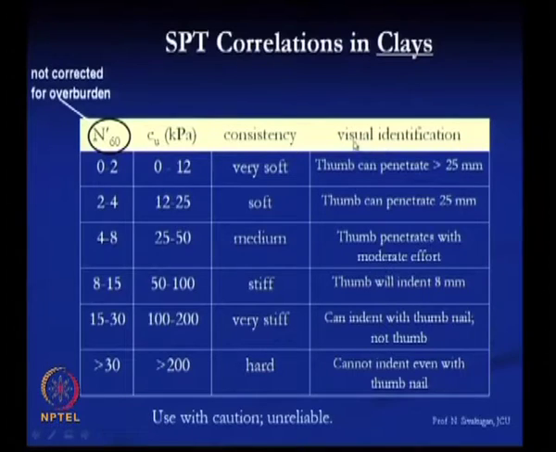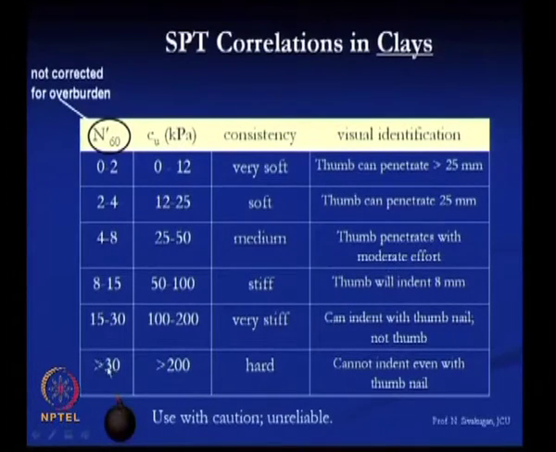How do we identify this soil visually? The thumb can penetrate greater than 25 millimeter. Now, if this value is 2 to 4, then the Cu value is 12 to 25 and it is a soft soil, so your thumb can penetrate up to 25 millimeter. Now, if it is 4 to 8, then the soil is medium, and if it is 8 to 15, then the soil is stiff. If it is 15 to 30, then the soil is very stiff.